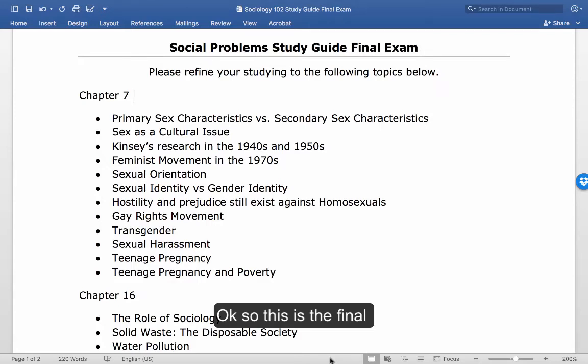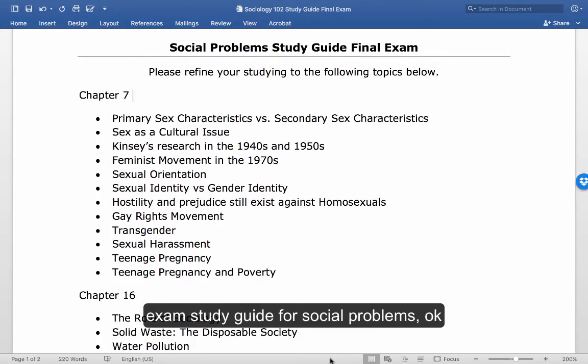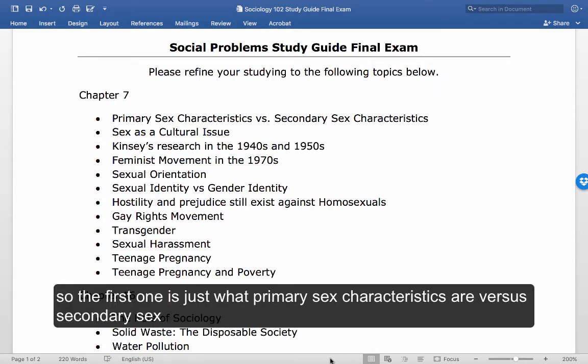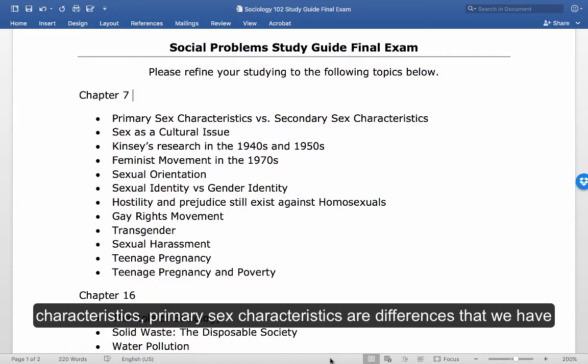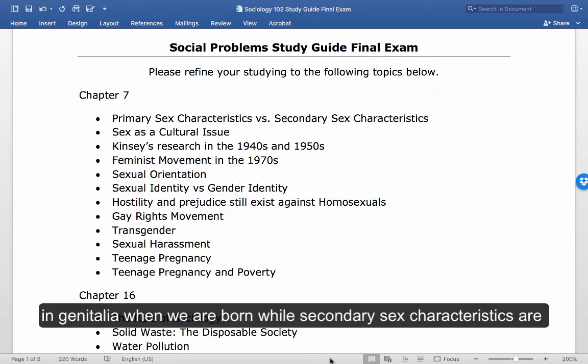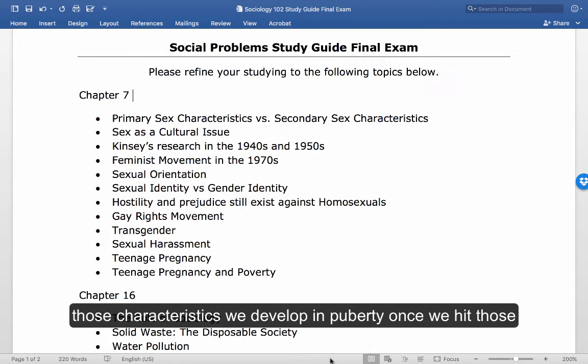Okay, so this is the final exam study guide for social problems. The first one is just what primary sex characteristics are versus secondary sex characteristics. Primary sex characteristics are differences that we have in genitalia when we're born, while secondary sex characteristics are those characteristics we develop in puberty once we hit those kind of hormonal changes.